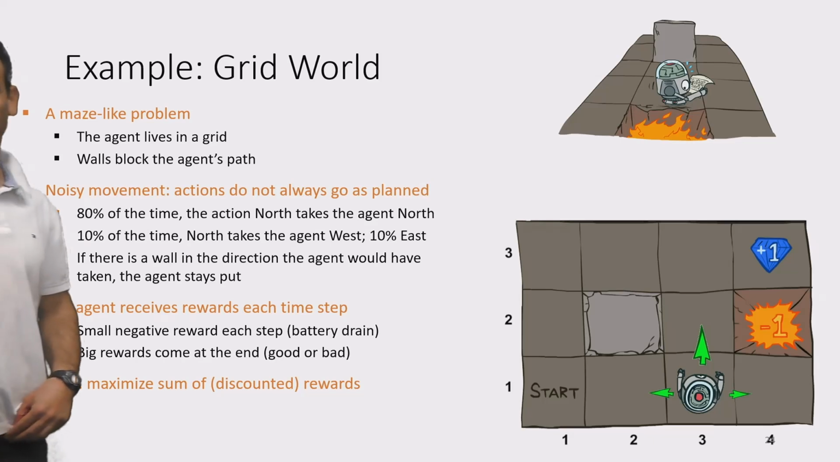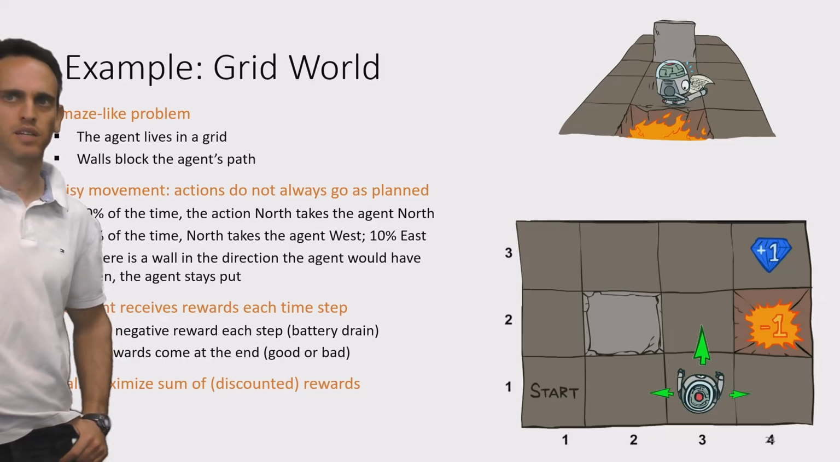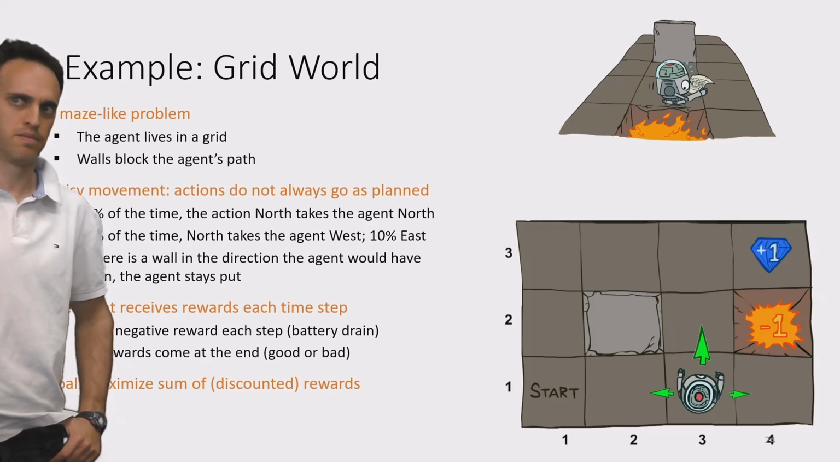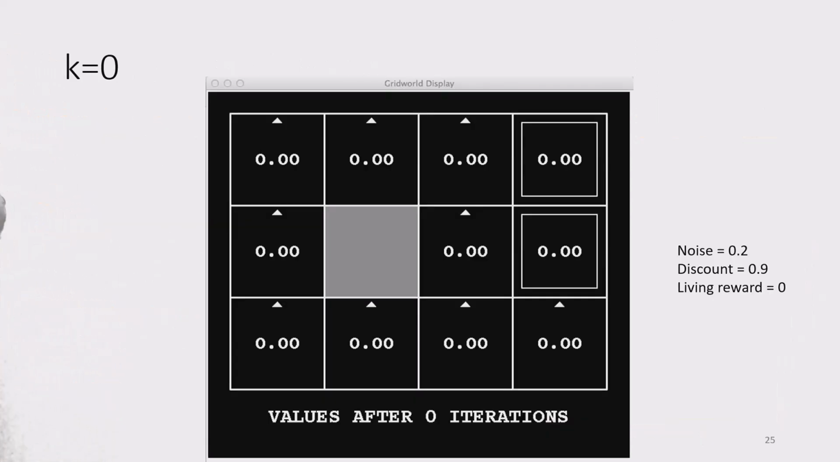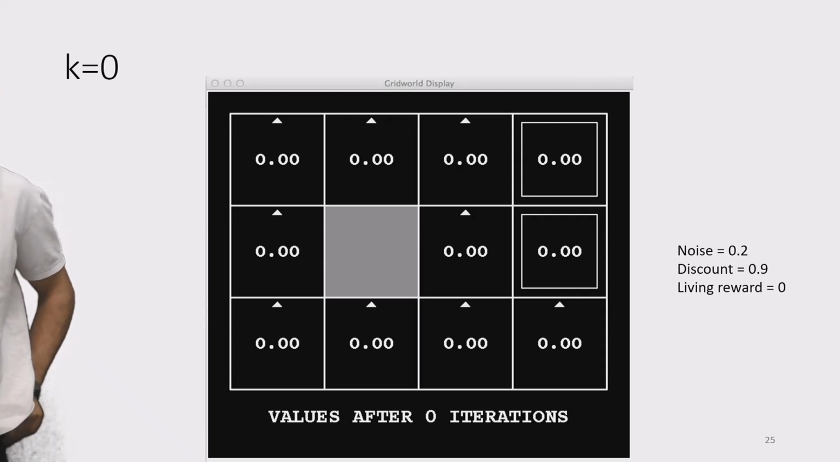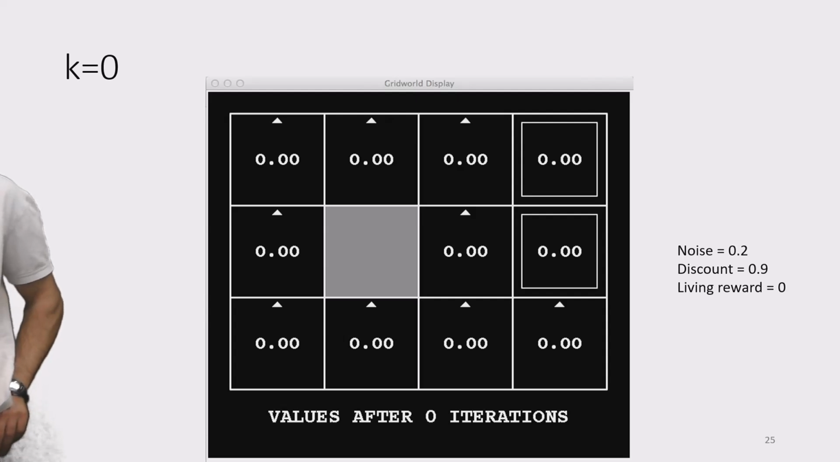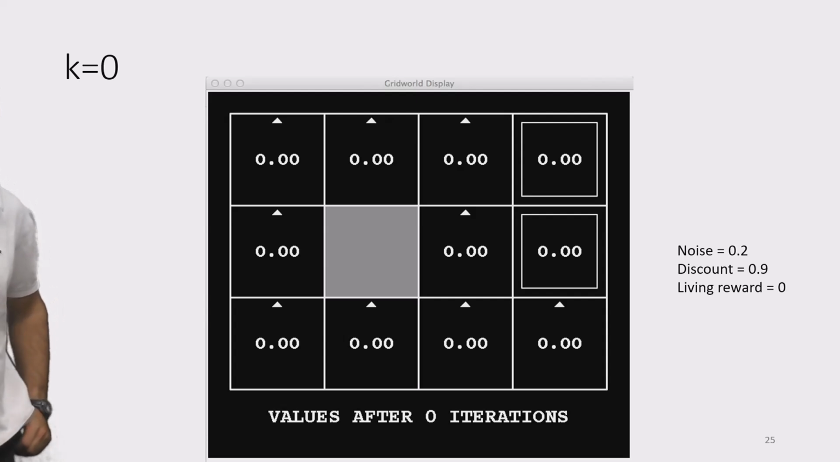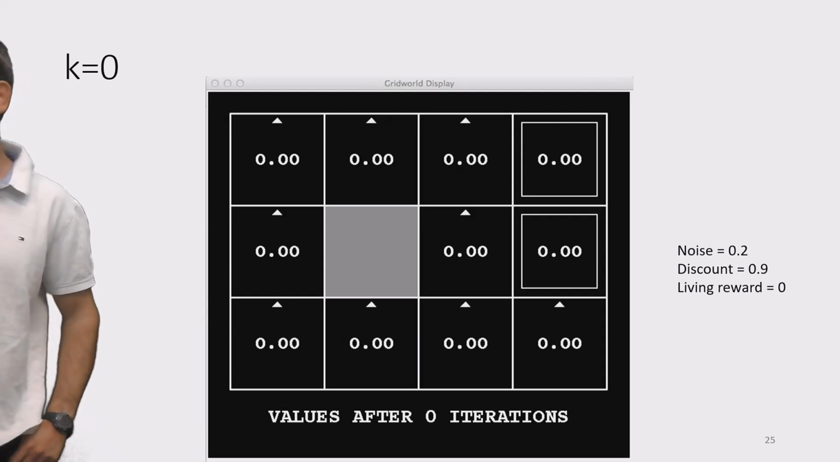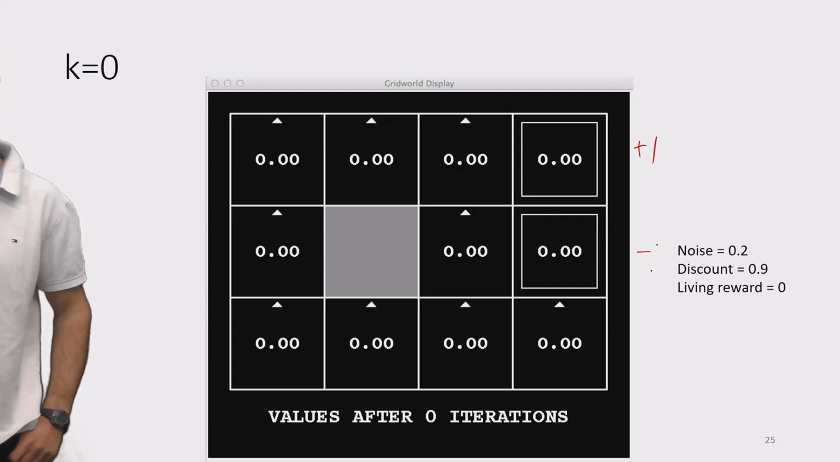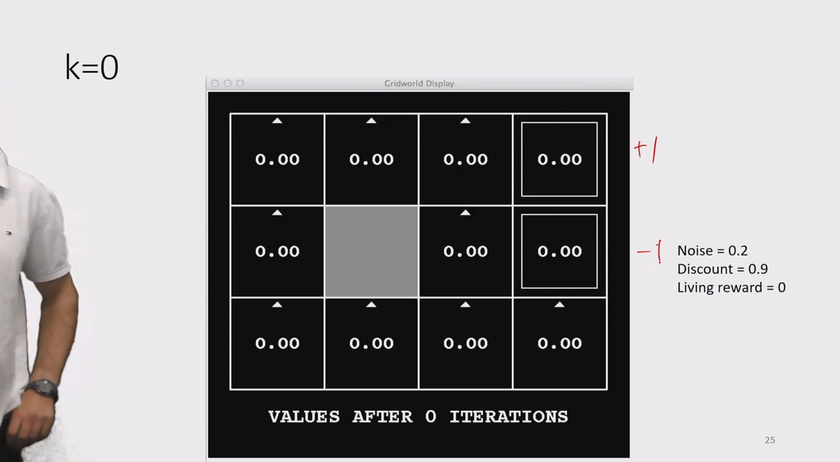As before, our goal would be to maximize the sum of discounted reward, to find a policy that maximizes the expected sum of reward. Okay, so let's see how value iteration would work in this space. Some of the parameters in this domain: we set the noise to be 0.2, so there's a 0.1 probability of slipping to each one of the directions. The discount factor is set here to 0.9. And we set the living reward to just be 0. So you only get a reward at the two endpoints. You get a +1 here and a -1 here. So let's run value iteration.